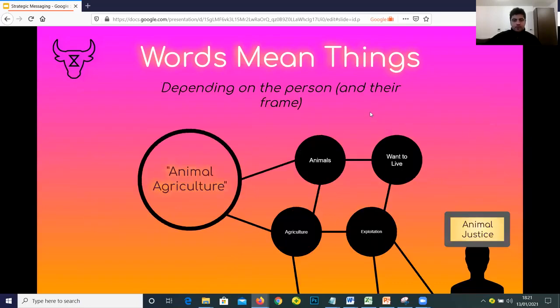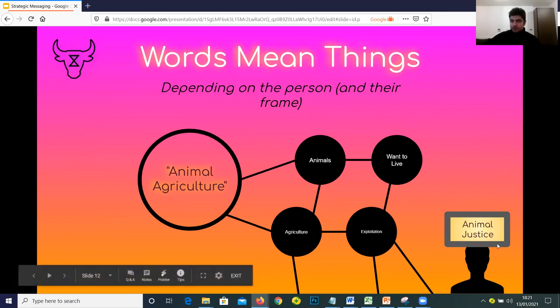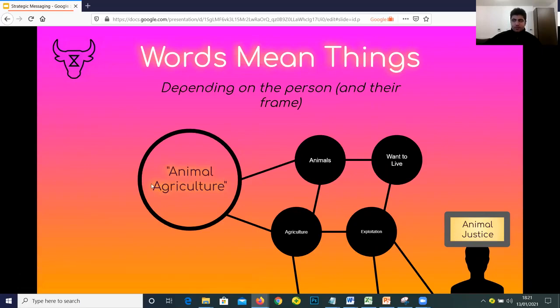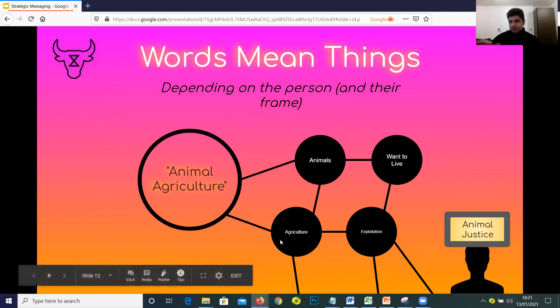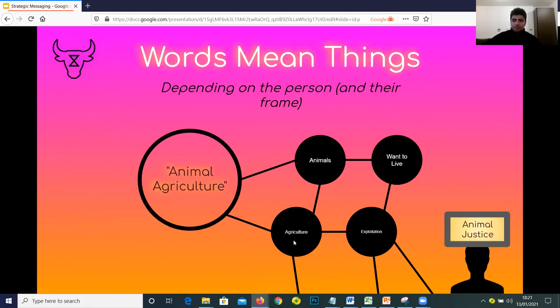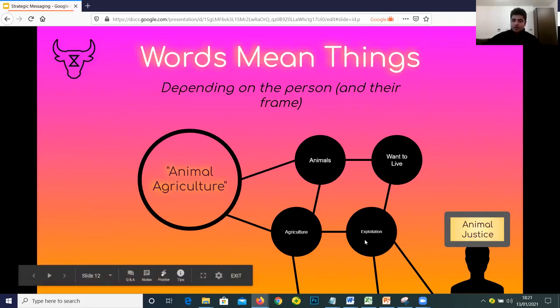Then if we move on to another phrase, animal agriculture, from an animal justice frame. An easy way to do this is to deconstruct the phrase: I'll take animal, then I'll take agriculture as well. Animals, we found out in the last slide, want to live. With agriculture, somewhere down the line we'll have the association that says exploitation, where animals are exploited in animal agriculture. So this is in our frame or context, the animal justice context.